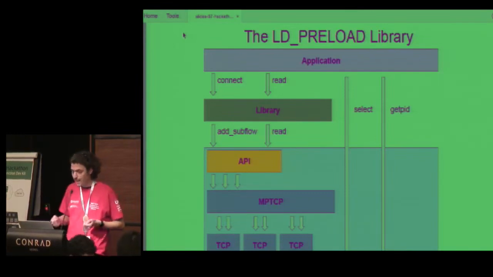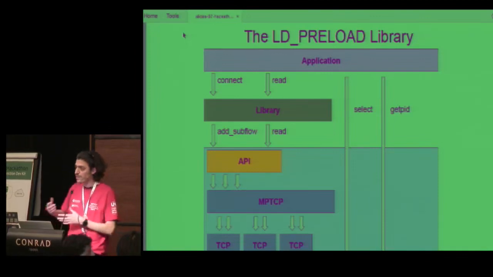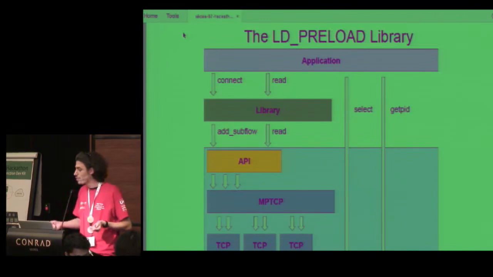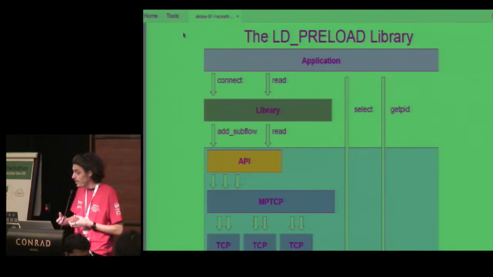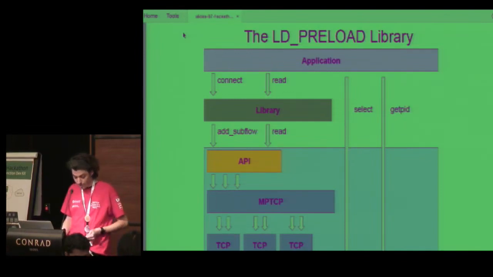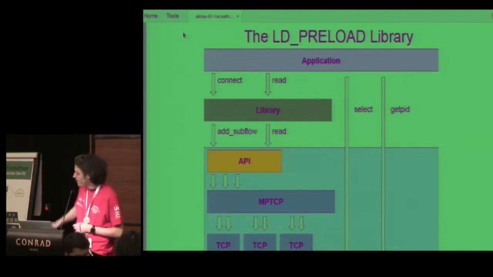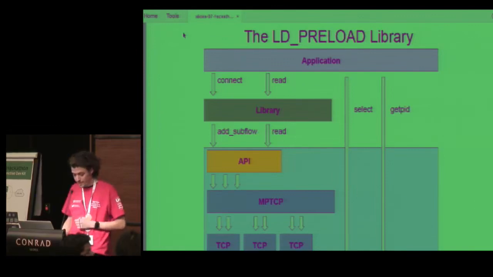You just load the library with some parameters, like I want to be aggressive, I want to use a full mesh, I want to do that. You can set some parameters, and the library will basically intercept the calls, your connect call, your read call, and other things, and translate your call into MPTCP API calls. So it allows unmodified applications to still use and benefit from the API, in case you don't want to modify them. So the add subflow is now done via the library and not directly by the application, so you don't need to modify the application.